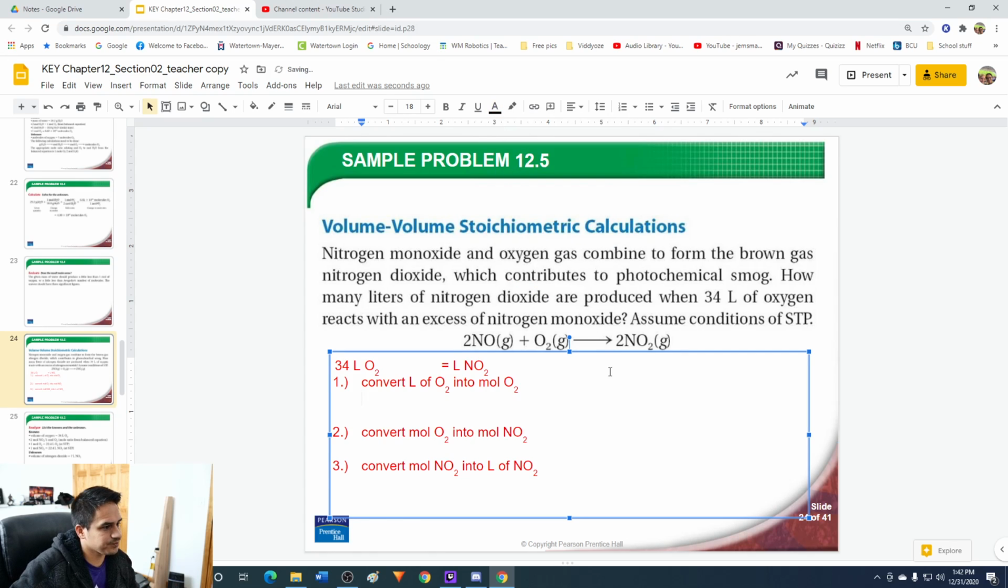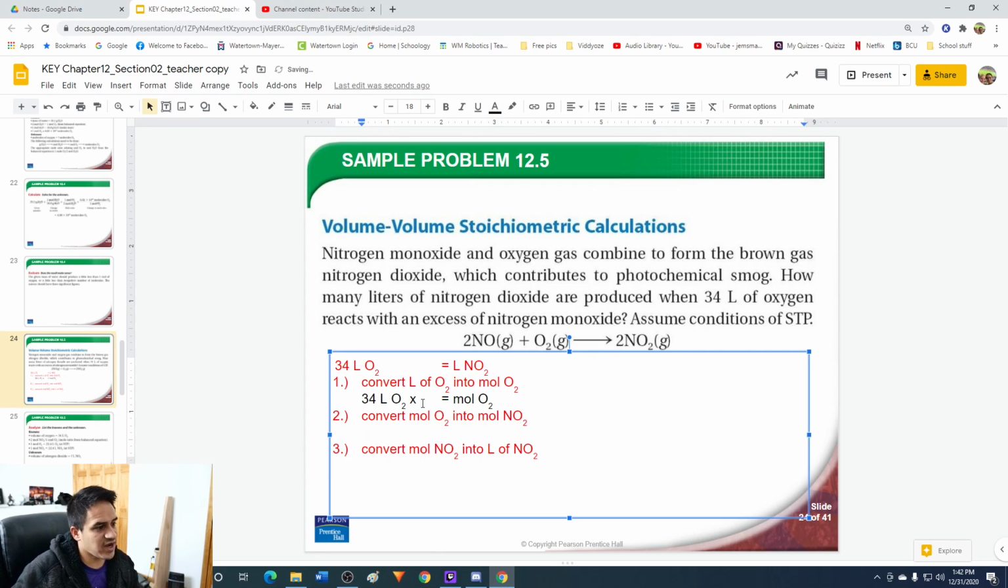So we're going to start with 34 liters of O2, and we are going to get this into moles of O2. Since this is in liters, the conversion factor to go from liters to moles is molar volume, which is 22.4 liters per mole. You may or may not remember that number because it was from chapter 10 and we're now in chapter 12. So if we set up our fraction, 1 mole of O2 on the top over 22.4 liters of O2 on the bottom, that is our conversion factor.